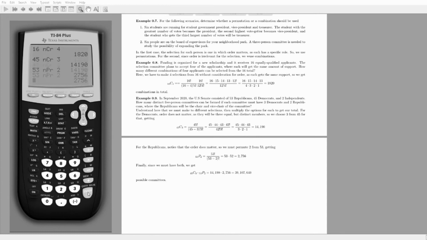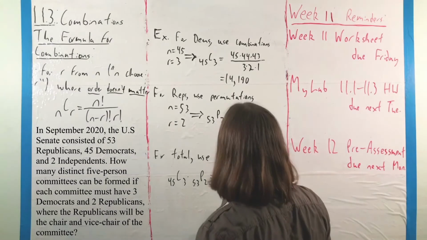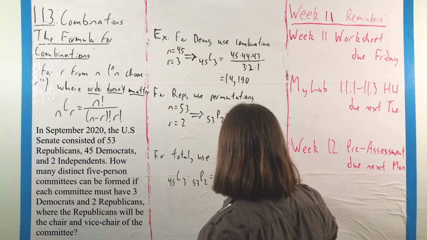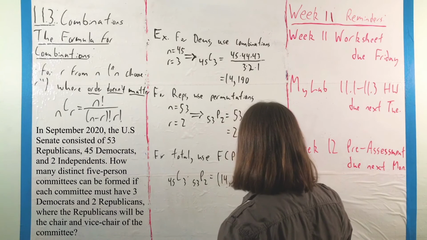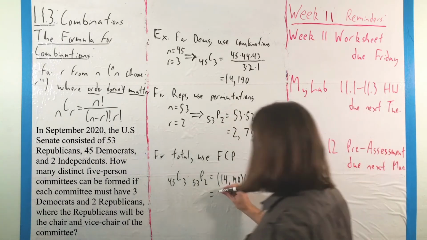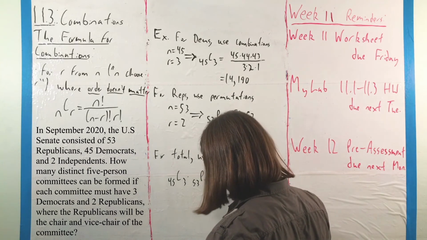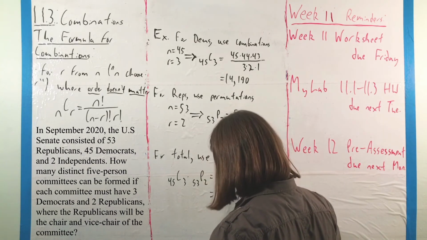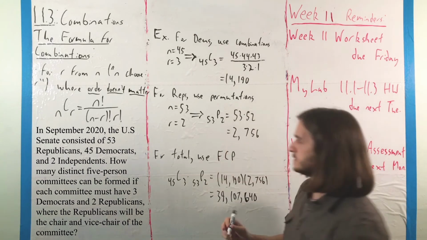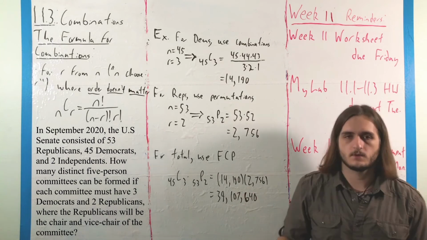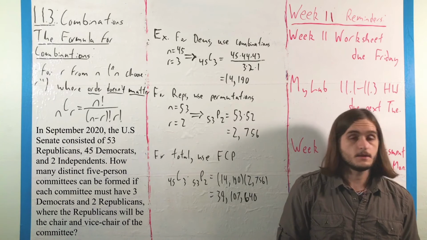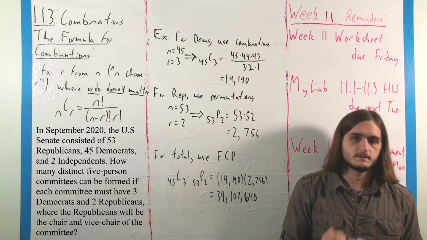But doing it by hand, you get something of form 14,190 multiplied by 2756 for a total, a very large total, of 39,107,640 total committees that could be selected of this form using senators in the year 2020, in the month of September of the year 2020 to be extra specific.